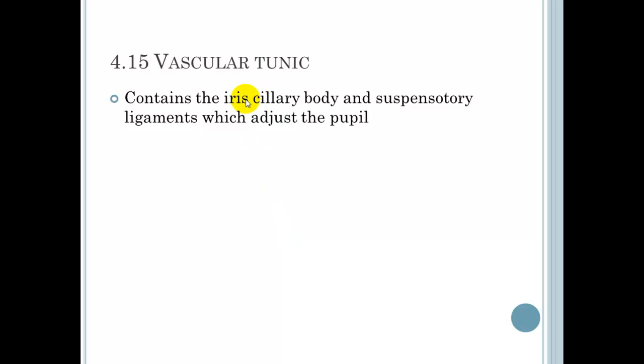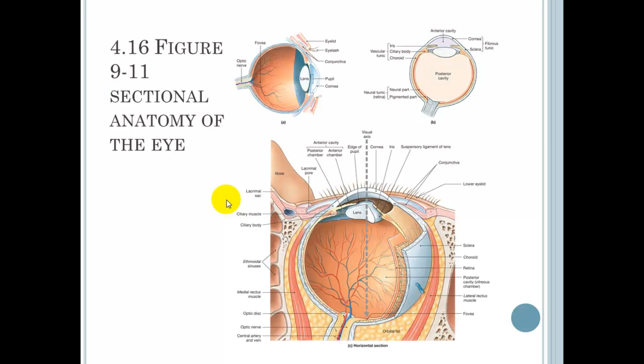And 4.15, the vascular tunic contains the iris, ciliary bodies, and suspensory ligaments, which adjust the pupil. Now this is going to allow various amounts of light to come in. So this is what we were talking about right here. This is light coming in. This is the cornea, or the surface of this, conjunctiva.